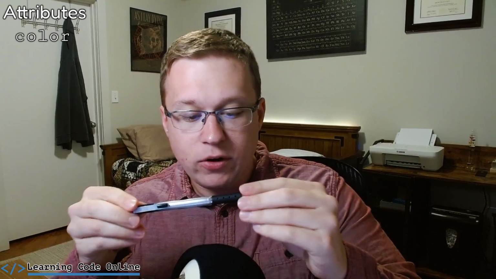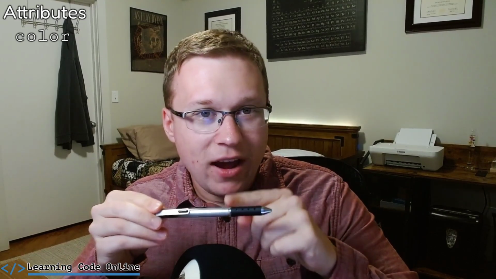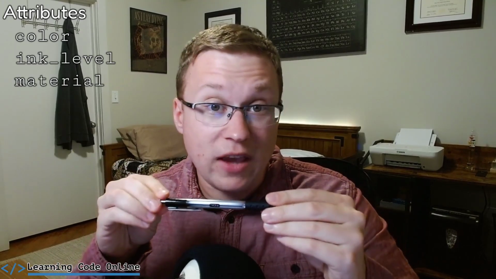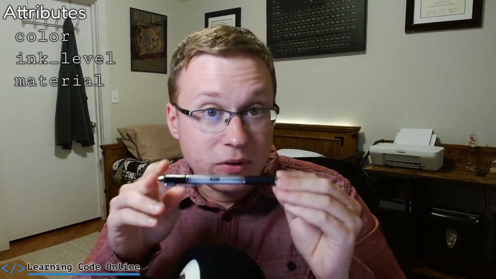In addition, there's also an ink level that we have to keep track of, because one of the requirements for us to be able to write with a pen is, well, the ink level. If you don't have any ink, you can't write anything. And just for the sake of it, we'll also mark down the material. In this case, it's going to be plastic for this specific pen.